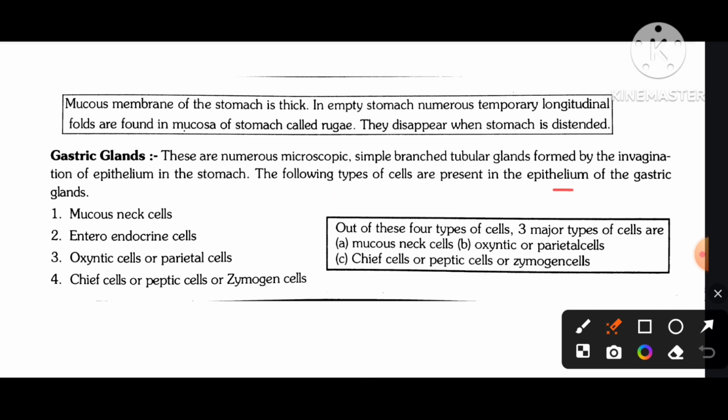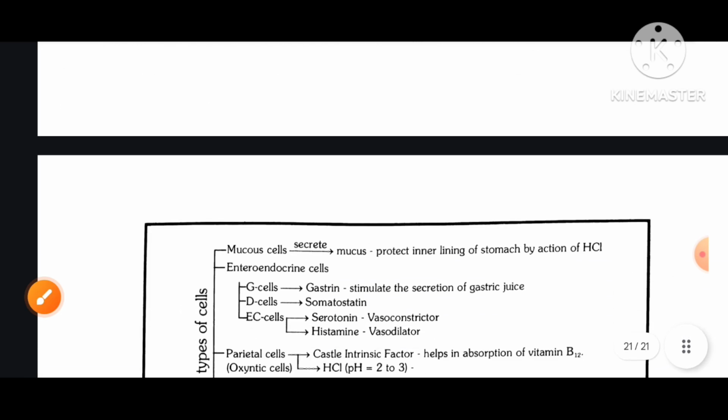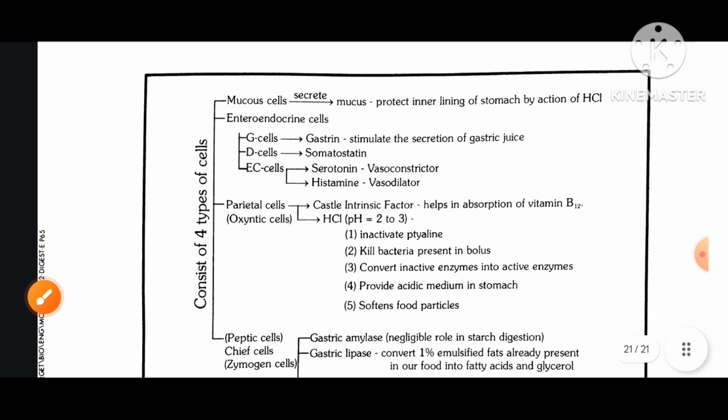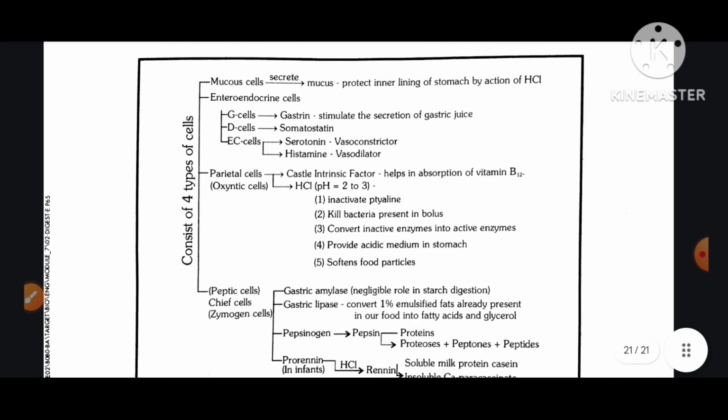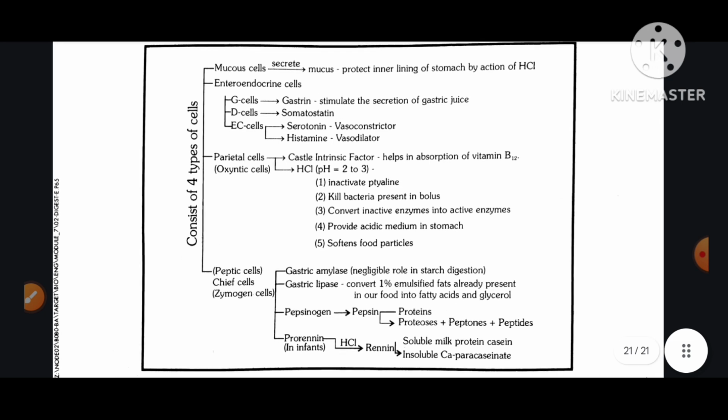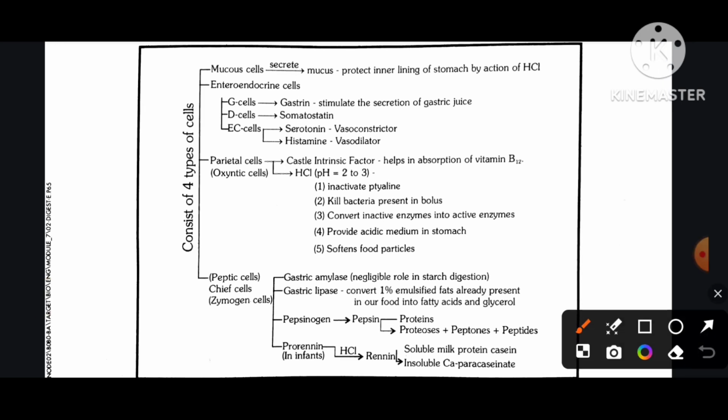The following types of cells are present in the epithelium of the gastric gland. Number one, mucous neck cells. Number two, enteroendocrine cells. Number three, oxyntic cells or parietal cells. Number four, chief cells or peptic cells or zymogen cells. Out of these four types of cells, three major types are mucous, oxyntic, and chief cells.